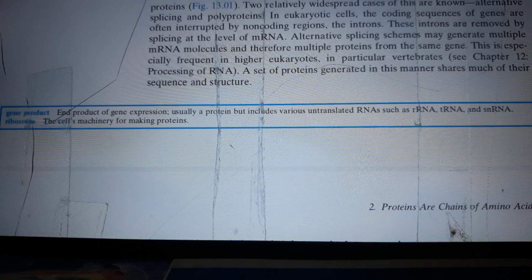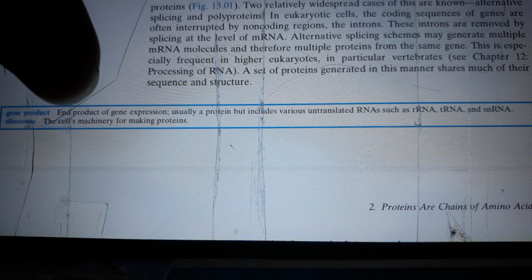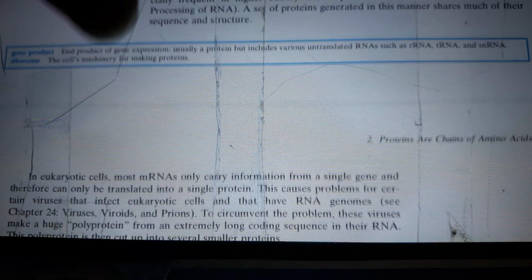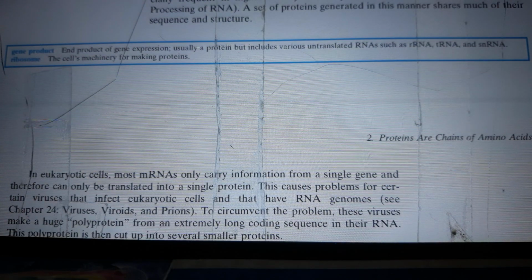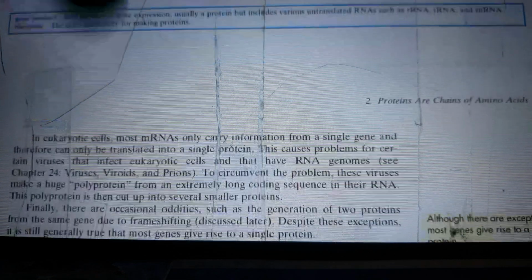The coding sequences of genes are often interrupted by non-coding regions, the introns. These introns are removed by splicing at the level of mRNA. Alternative splicing schemes may generate multiple mRNA molecules, and therefore multiple proteins, from the same gene. This is especially frequent in higher eukaryotes, in particular vertebrates, as seen in chapter 12 regarding processing of RNA. A set of proteins generated in this manner shares much of the sequence and structure.